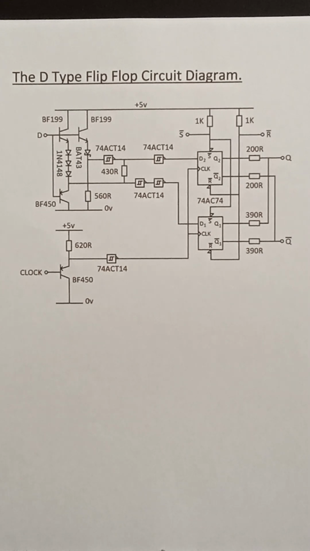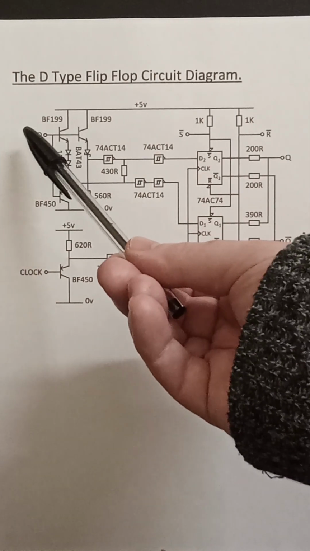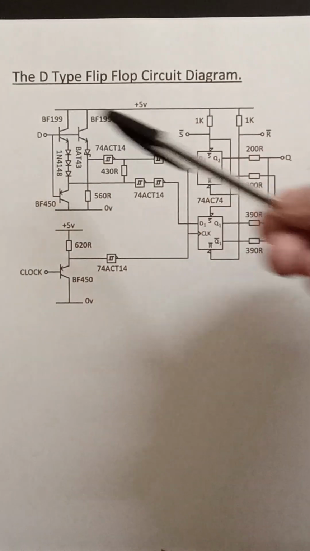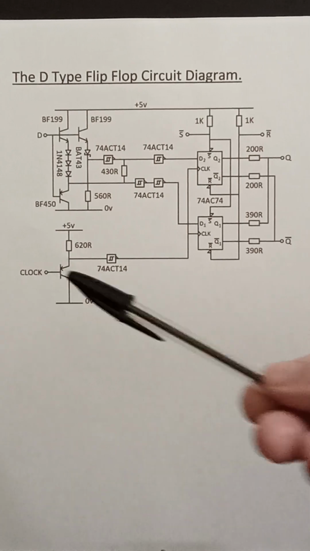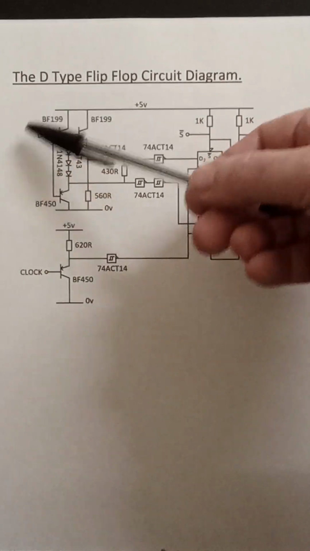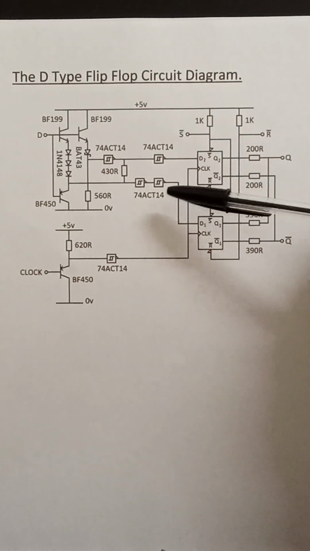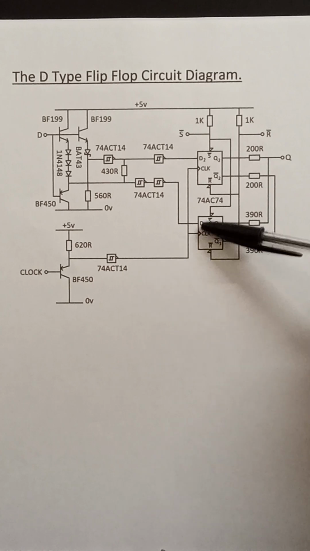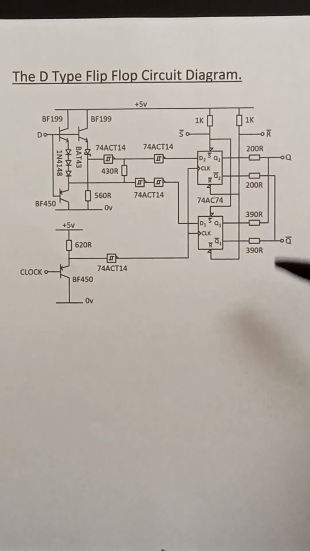So this is the D-type flip-flop. Basically the operation of Q follows whatever input is D after the flip-flop has been clocked. So this is the input D, there's the output Q and not Q. This is the clock input. Again, quaternary to binary conversion here. This is input D2, this is input D1. These are 200 ohm resistors and 390 ohm resistors.